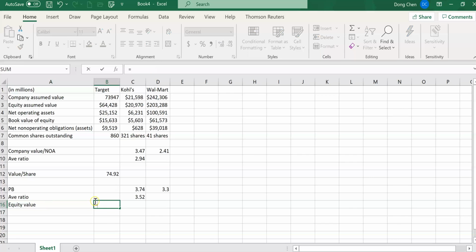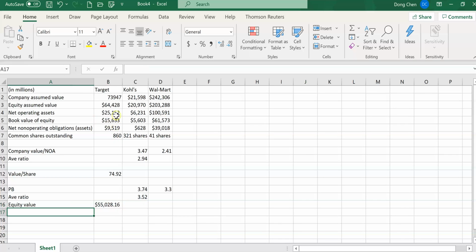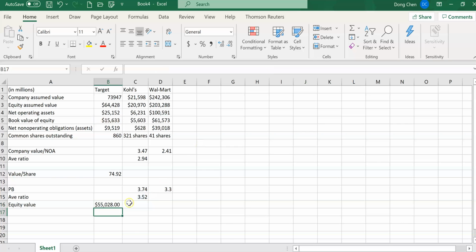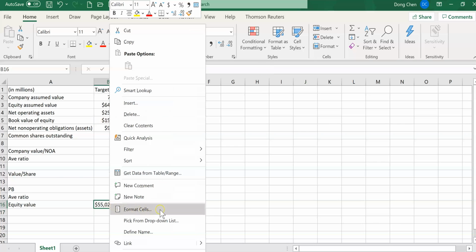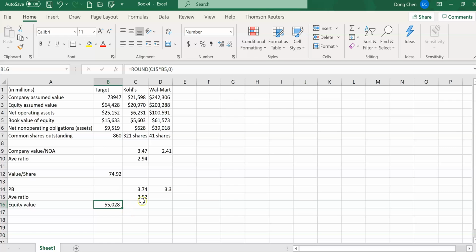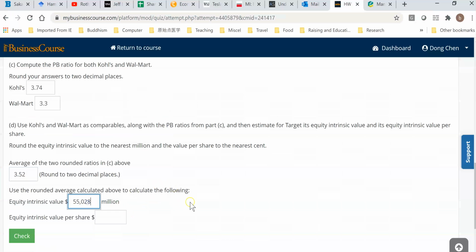Equity intrinsic value will be this ratio, because this is PB for our own firm. PB is the market value of the equity divided by the book value of the equity. So now if I want to figure out the market value of the equity, which is the equity value here, I just need to multiply this ratio by the book value of the equity of our own firm. But again, we need to round to the nearest dollar by keeping 0 decimal places. And this shows 2 decimal places because the format here, I just kept 2 decimal places. So I just need to copy that number back.